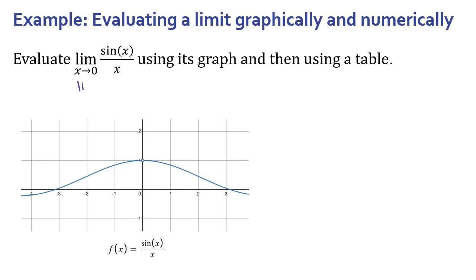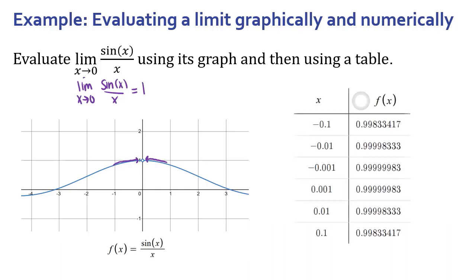Again, what's happening as x is approaching 0 for this function? We're going to look on either side of 0. As we're getting closer and closer to 0, we can see the function is approaching 1. And as I get closer and closer to 0 on the right-hand side, we can see that's also approaching 1. So graphically, we can see that that limit is approaching 1, or the function is approaching 1.